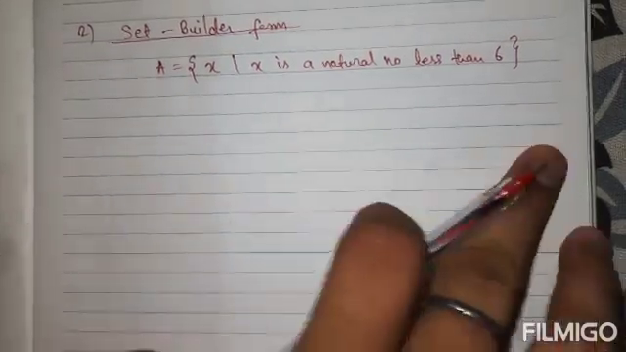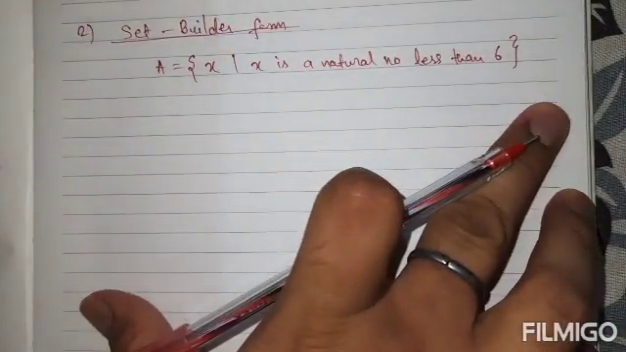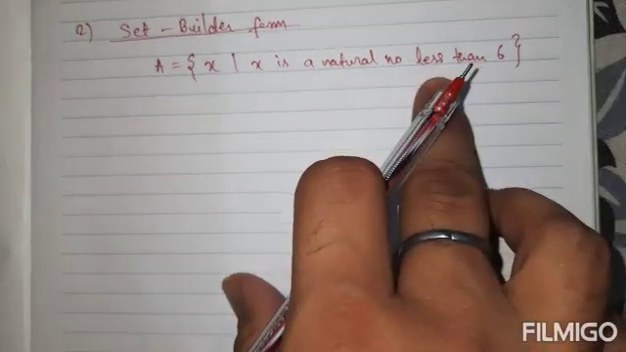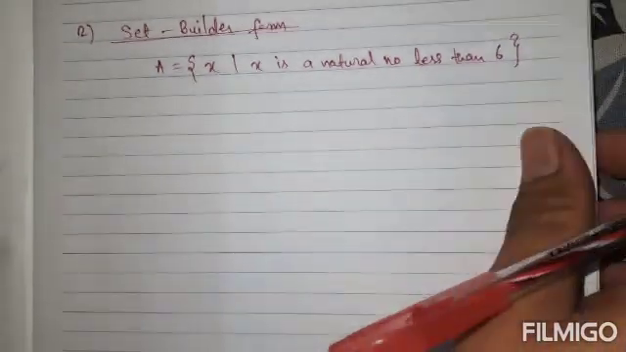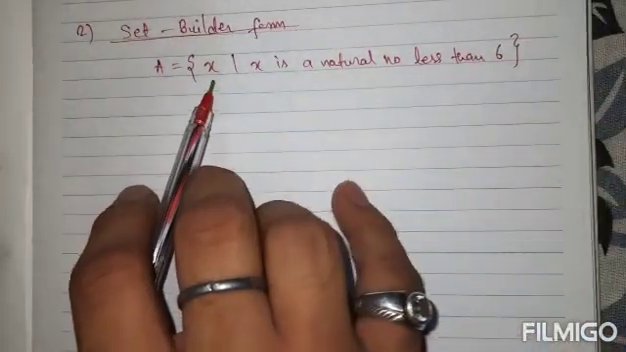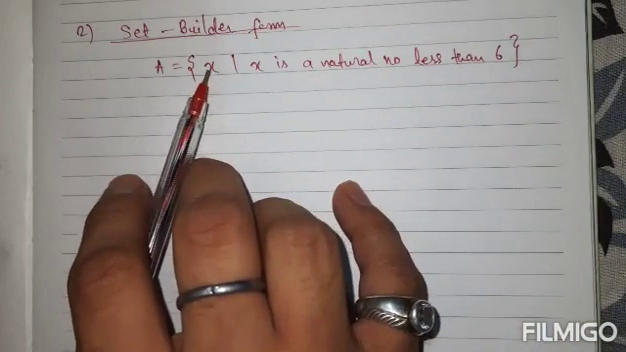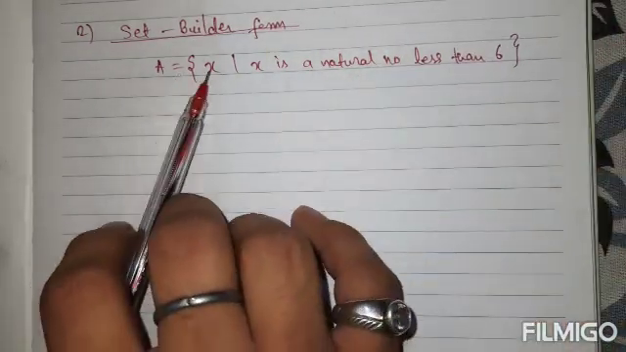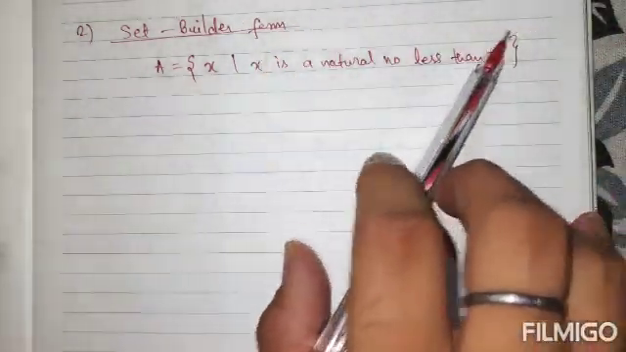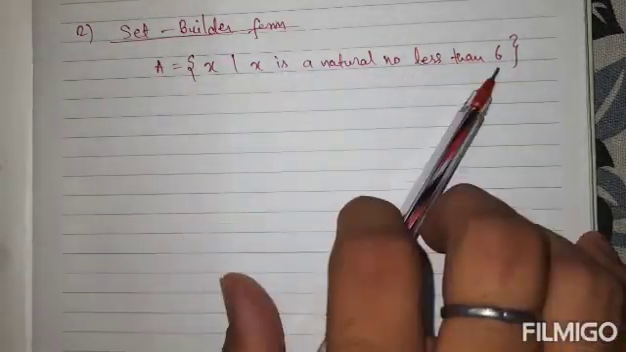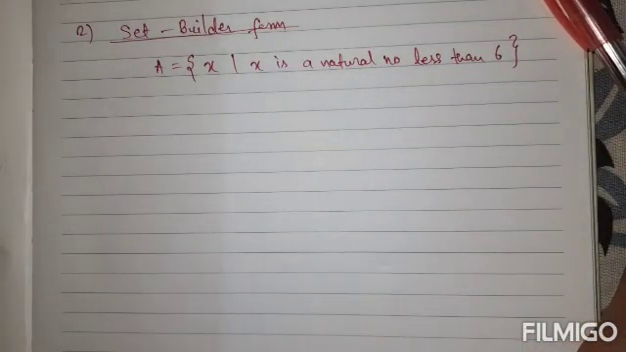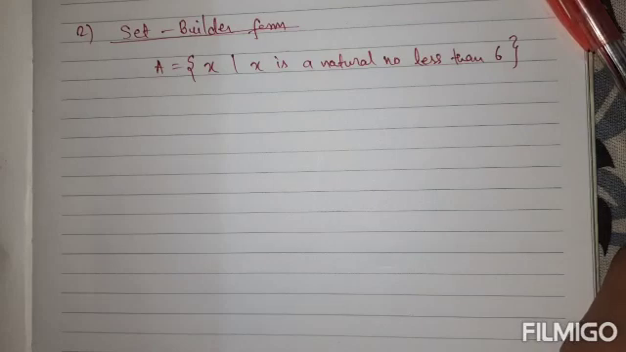See, earlier in the roster form we had taken a set A equal to 1, 2, 3, 4, 5. Now we have written the same set, but we have not written the actual elements. We have written instead only one element, that is x. Since this is a variable, it may have many values. So this single x represents all the elements of this set. What is written here? x is a natural number less than 6. So the value of x may be 1, 2, 3, 4 or 5, because the natural numbers less than 6 are 1, 2, 3, 4 and 5 only.